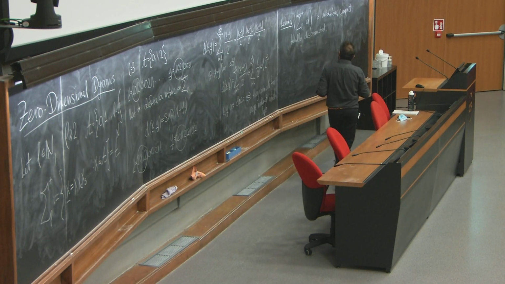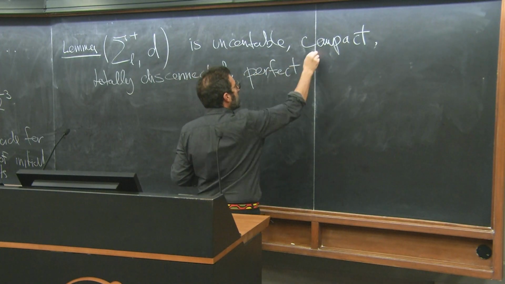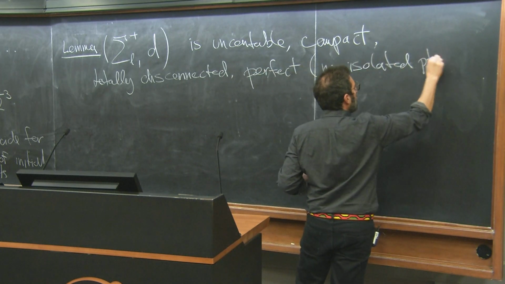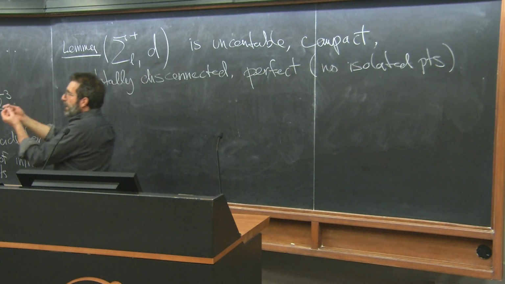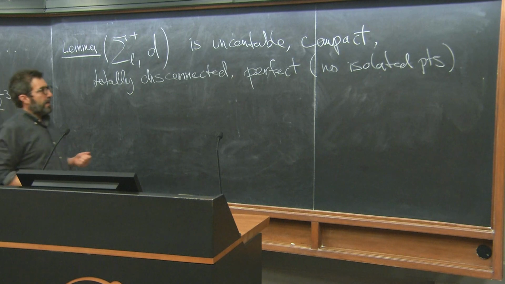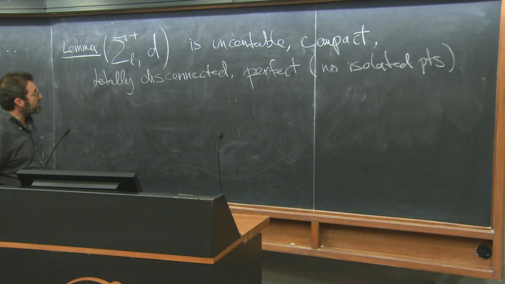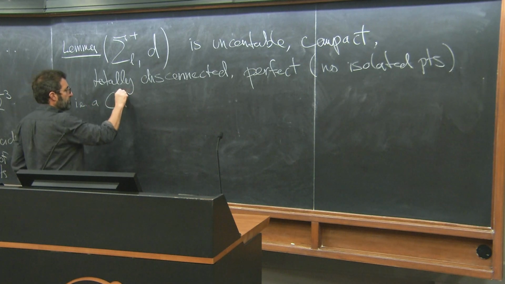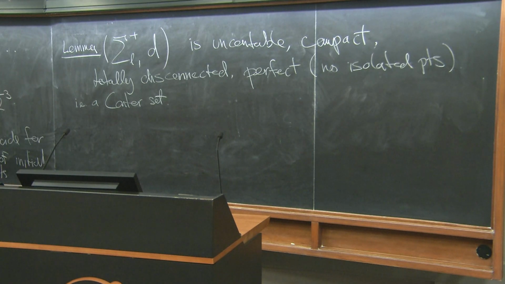There's one more property that we need, which is that it is perfect. So perfect means that it has no isolated points. Every point is a limit point of other points in the set. So a topological space that has exactly these properties is called a Cantor set. Right? So not just Cantor-like set, because it is actually a Cantor set.